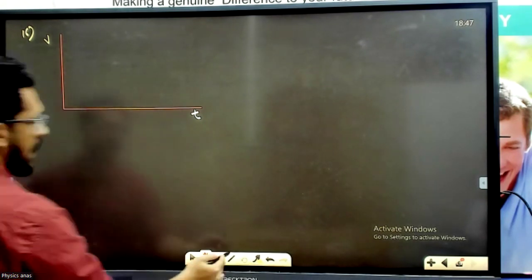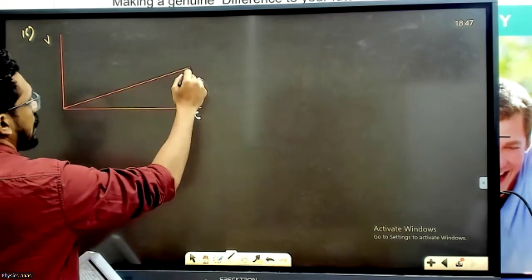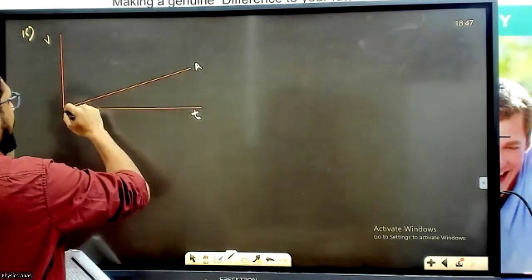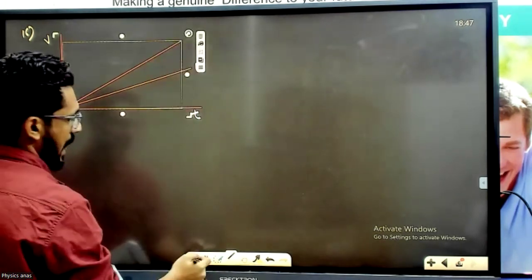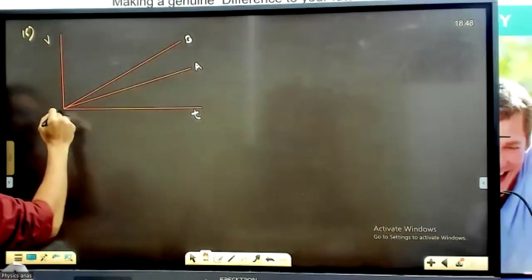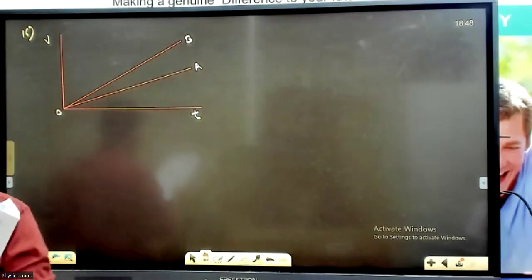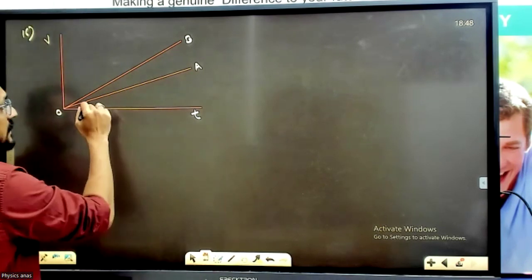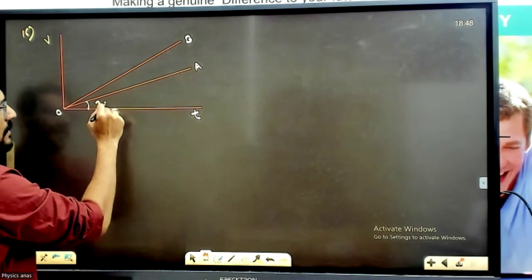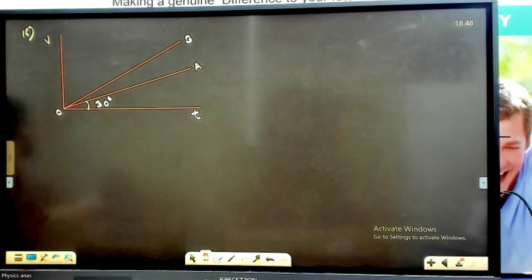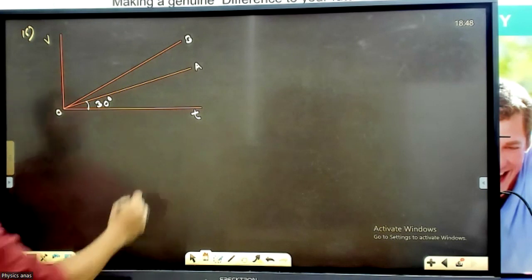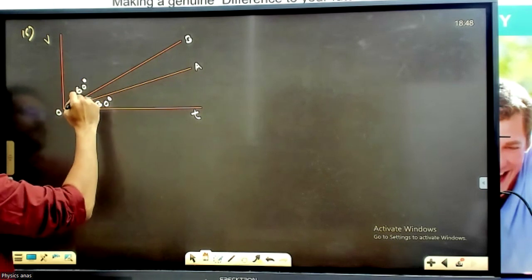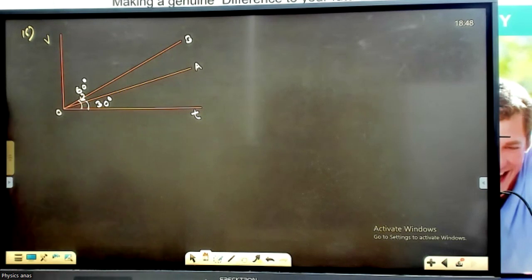Two particles. So I am taking the first one like this, and I am calling it A. And I am taking the second one like this, and I am calling it B. Their angles are 30 degree and 60 degree. A is making 30 degree with the time axis, and B is making 60 degree with the time axis.